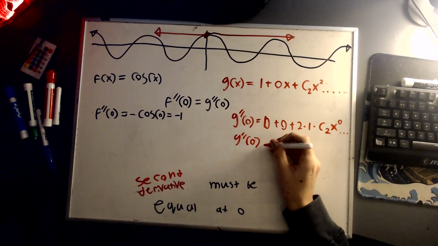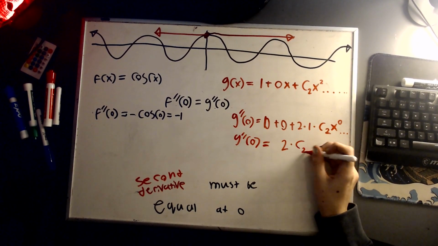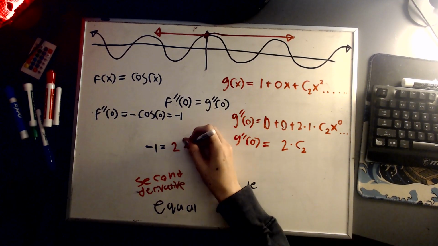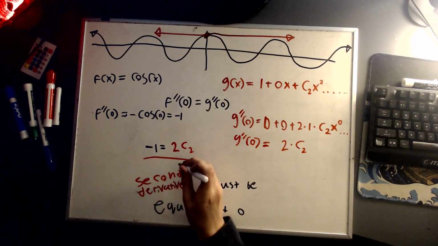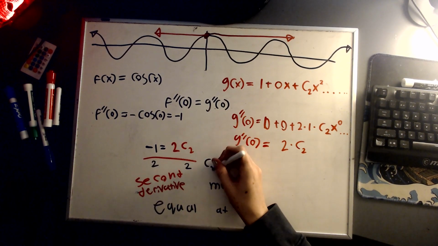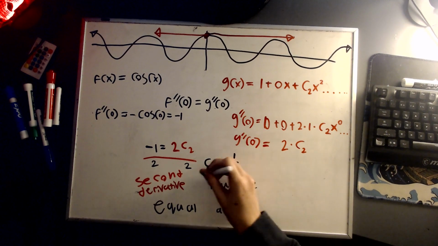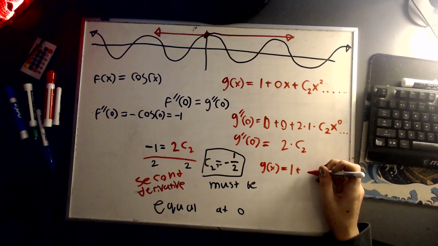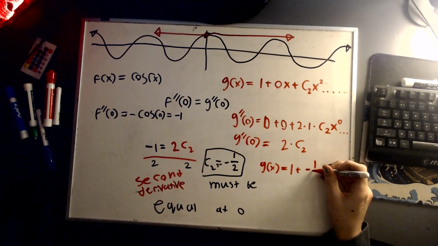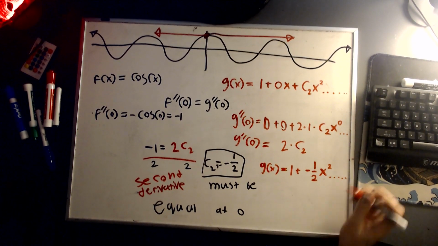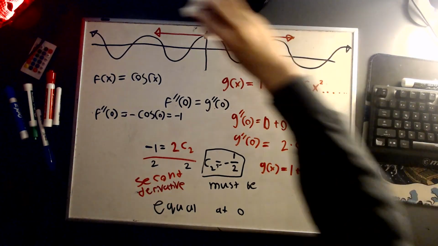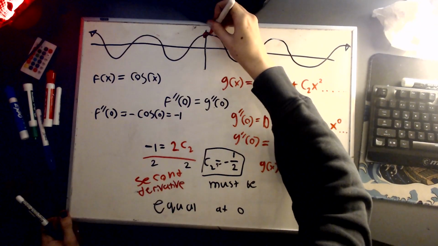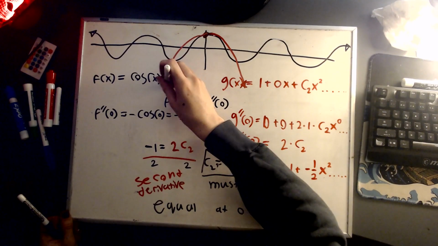The second derivative of cosine of x is negative cosine of x. So at x equals 0, negative cosine of 0 is negative 1. On the other side, we now need to find the second derivative of our Taylor series with the newest term, c2 times x squared added onto it. The second derivative of 1 plus 0 plus c2 times x squared would be 0 plus 0 plus 2 times 1 times c2, as per the power rule again. By equating these two and solving for c2, we get c2 equal to negative 1/2.